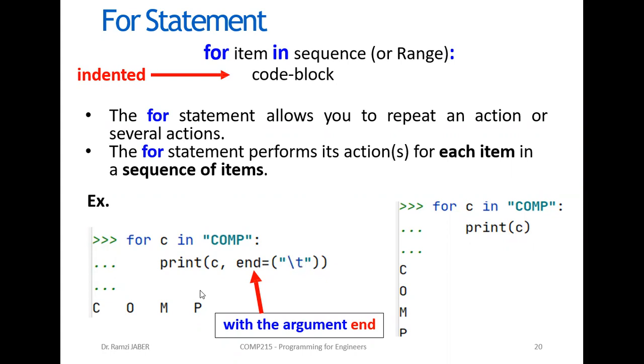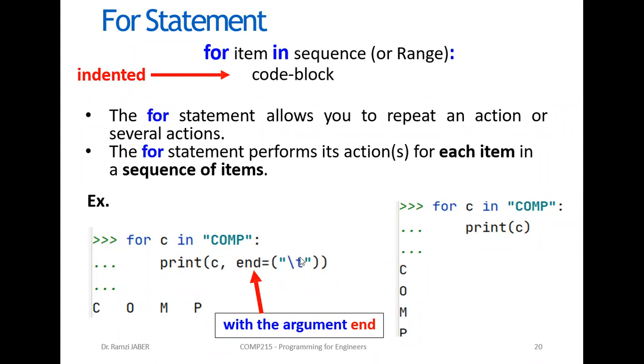Between quotation marks, backslash t gives us a tab. You can put backslash n, the same output as before. You can put only a space or nothing. Double quotation without a space will give comp like the input. You can put whatever you want here, not only backslash t. You can put a character, maybe A, so the output will be CAOAMAPA. If you put the character A, or a word, or a sentence, or whatever you want.